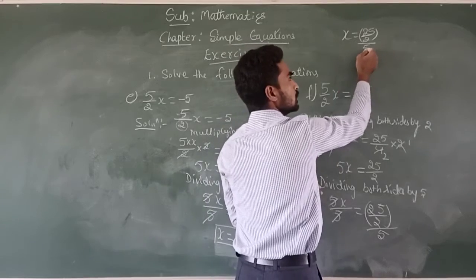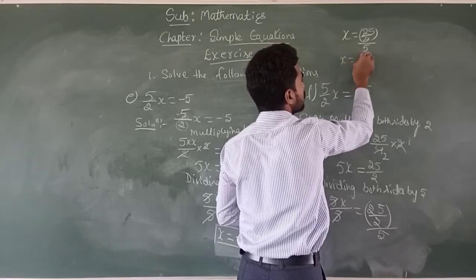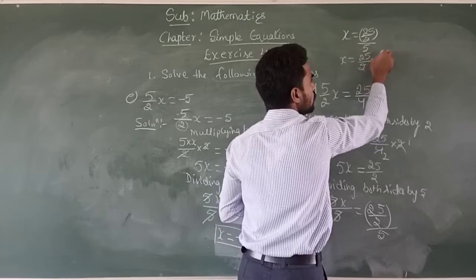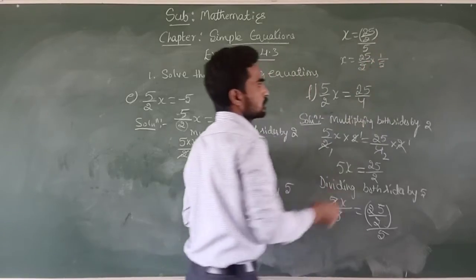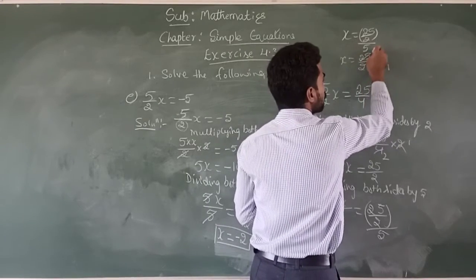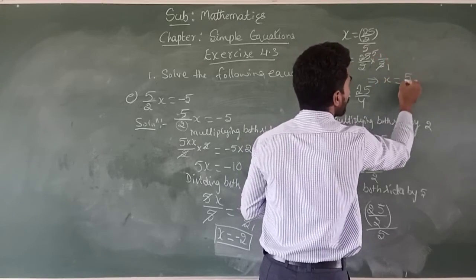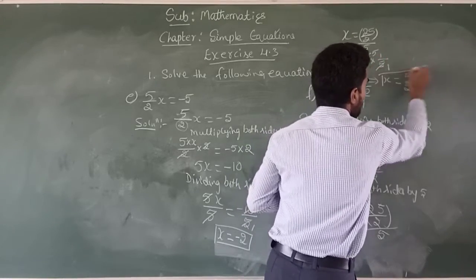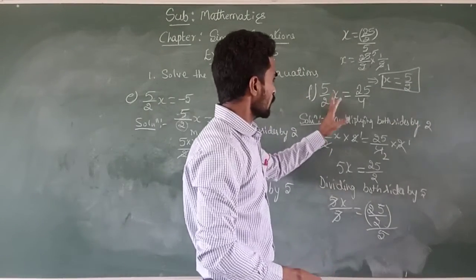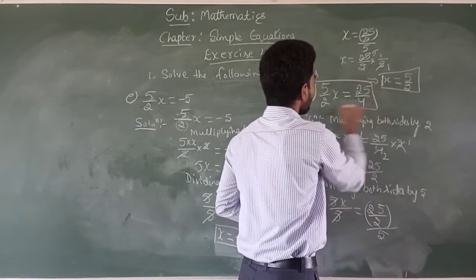Here this denominator 5 goes to the numerator, then it becomes 25 divided by 2 into 1 by 5. Now 5 fives are 25, then x is equal to 5 into 1, 5, and 2 into 1, 2. x is equal to 5 by 2 is the solution for the equation 5 by 2 into x is equal to 25 divided by 4.